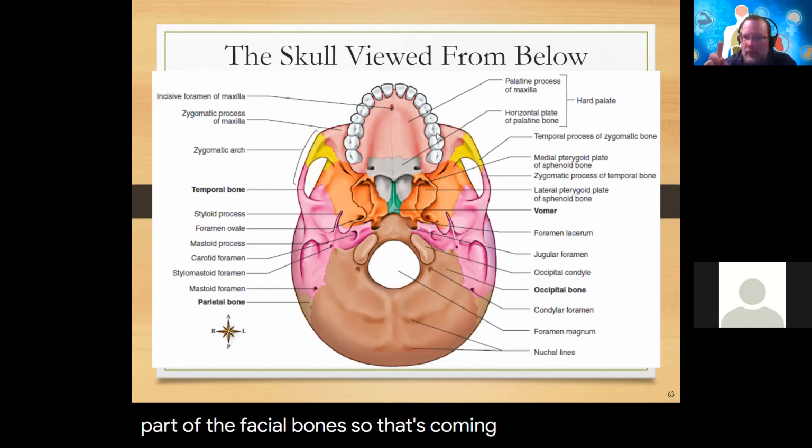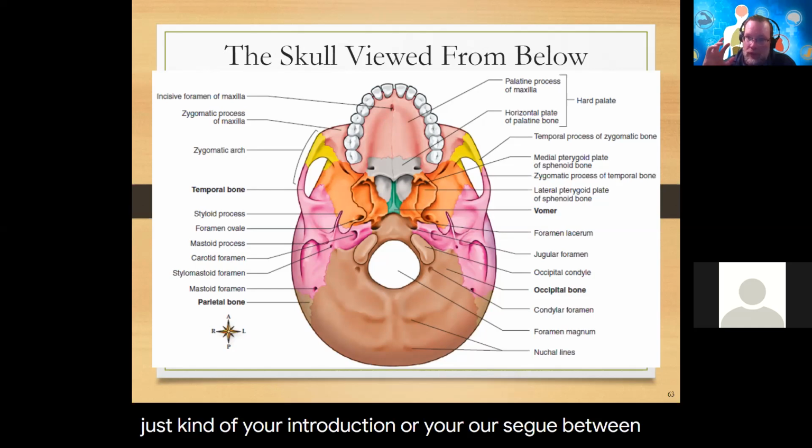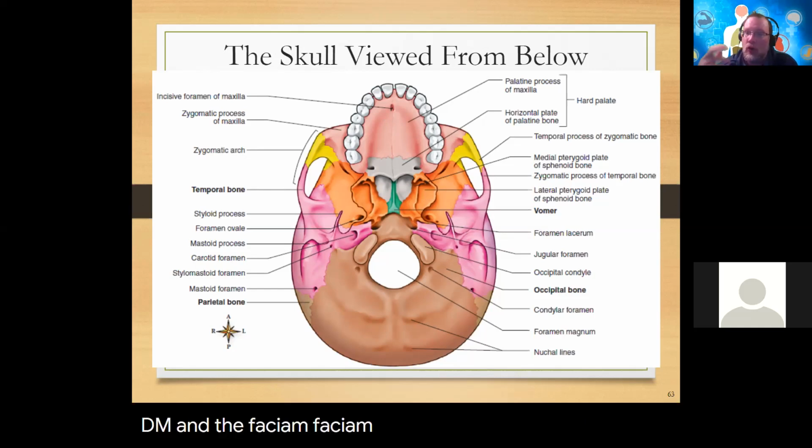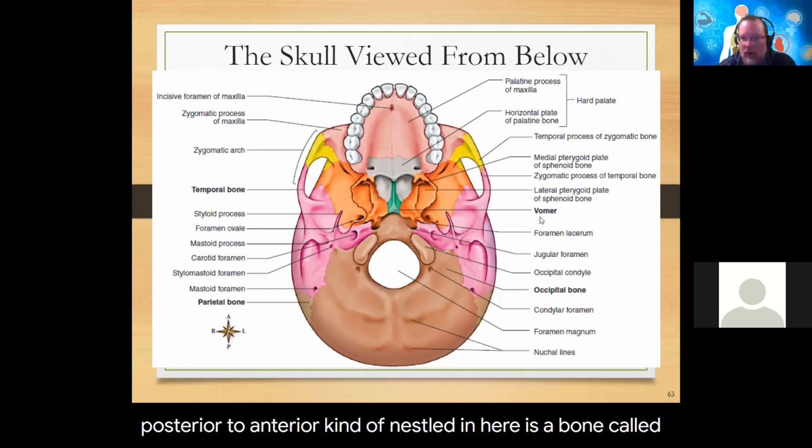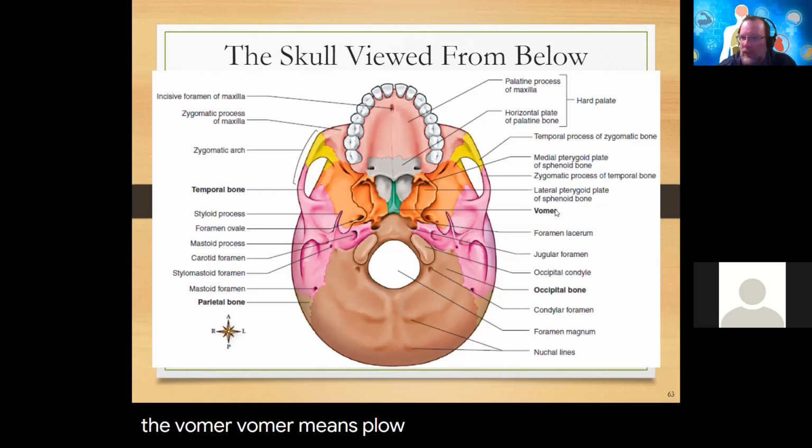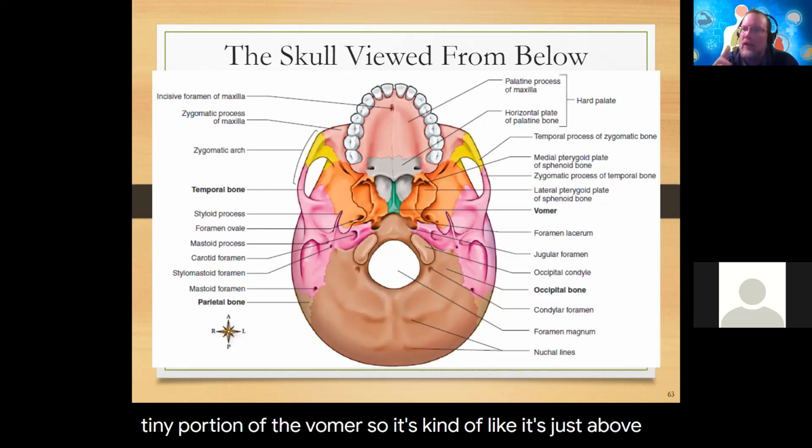So that's coming up, but I don't think I have this illustration in later, so I do want to bring this up. Just kind of your introduction or our segue between the cranium and the facial bones. All right. So working from back to front, or from posterior to anterior, kind of nestled in here is a bone called the vomer. Vomer means plow, and we're going to see the vomer in more detail coming up. This is a very tiny portion of the vomer. It's just above the soft palate at the roof of your mouth.